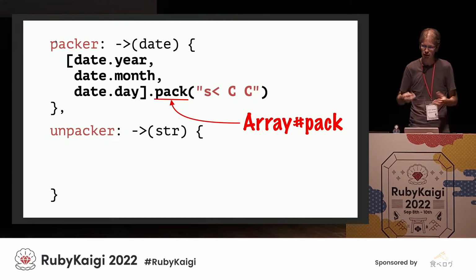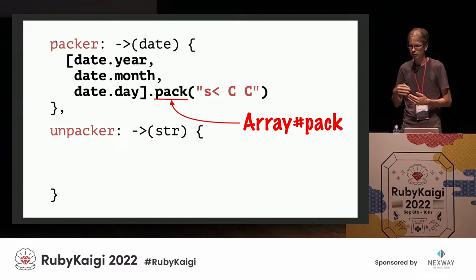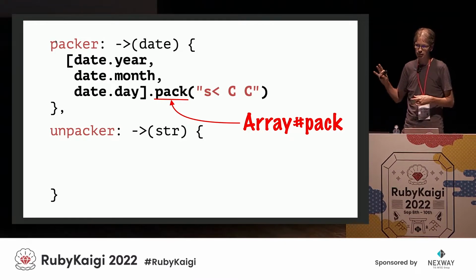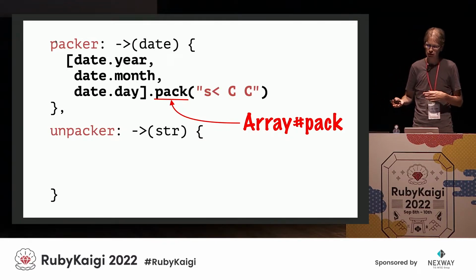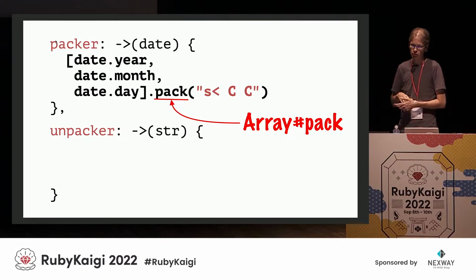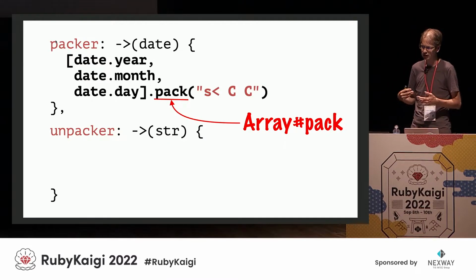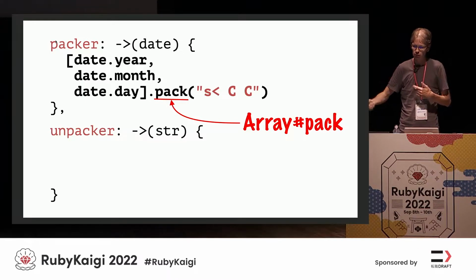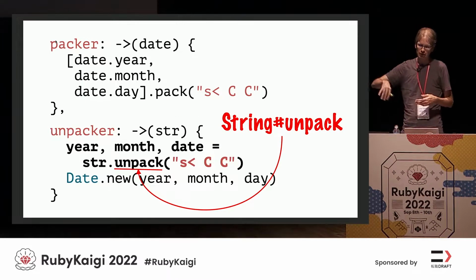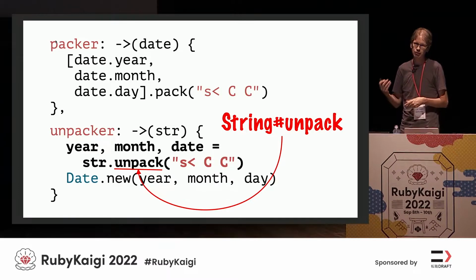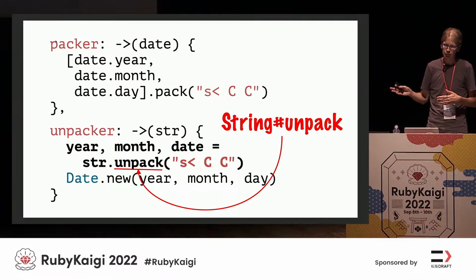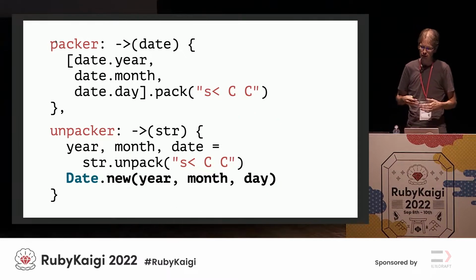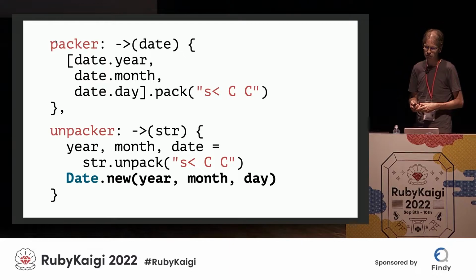Here what we do is we take the date, we take the year, the month, the day. We call pack. Pack here is not a MessagePack method. It's an array method. You might have seen this. You basically give it a format string, and then it formats the data according to that string into the byte string. So here SCC is 16-bit signed, 8-bit unsigned, 8-bit unsigned, and that will give you back a byte string with that data in it. And then the unpacker just takes the same type of thing, calls unpack. Now unpack is a method on string, again, not a MessagePack method, and it gives you back year, month, date, and then from that you can create the date object. So I think that's pretty intuitive.